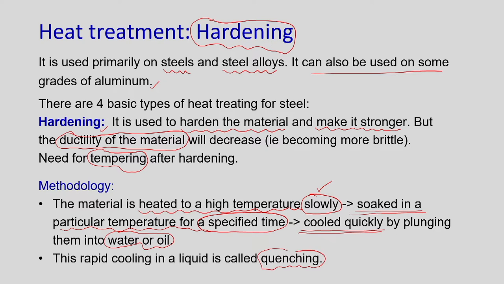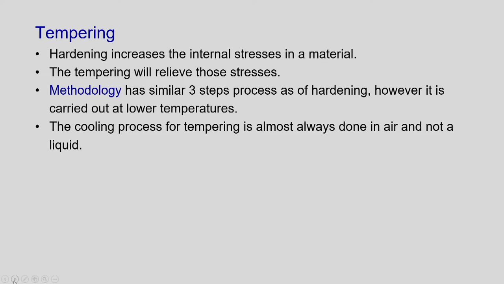So this is very fundamental information. Some of you might have already studied it in your second year metallurgy course as well. When we cool the material at a very rapid cooling rate, that is called the quenching operation. The next type of heat treatment process is the tempering process.